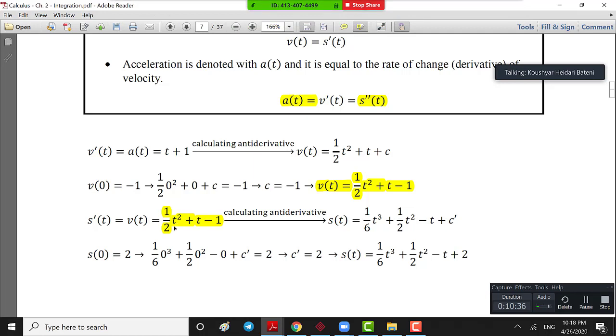Antiderivative of t2 is t3 over 3. Antiderivative of t is 1 over 2 t to the 2. Antiderivative of minus 1 is minus t. And we have to consider the undetermined constant. Here, because we have a new undetermined constant, we have given it another name, C prime. You could have called it anything you want. Doesn't make a difference.